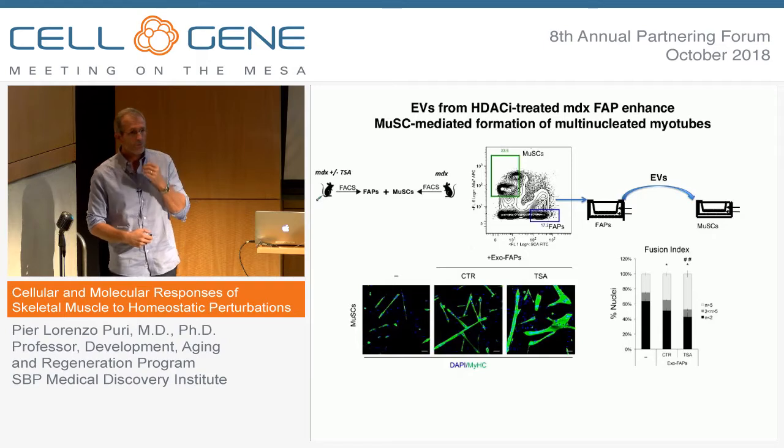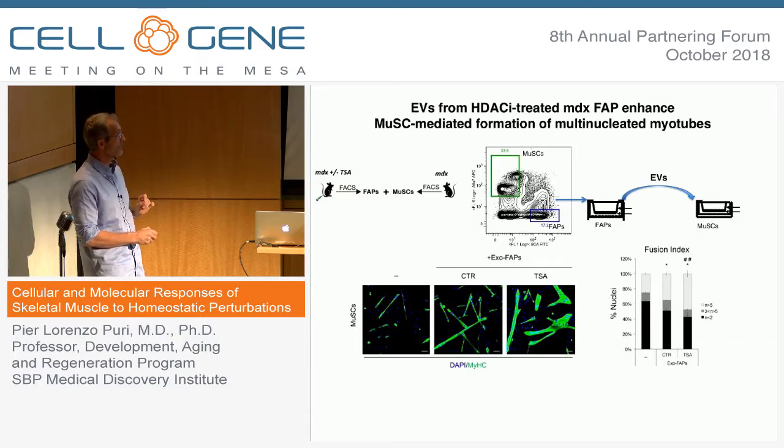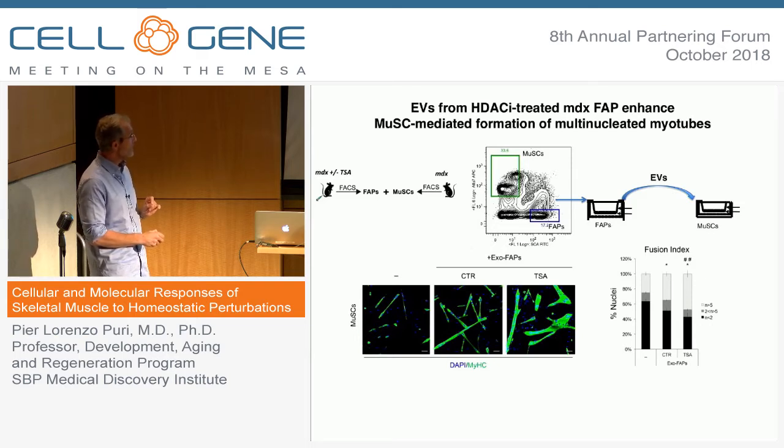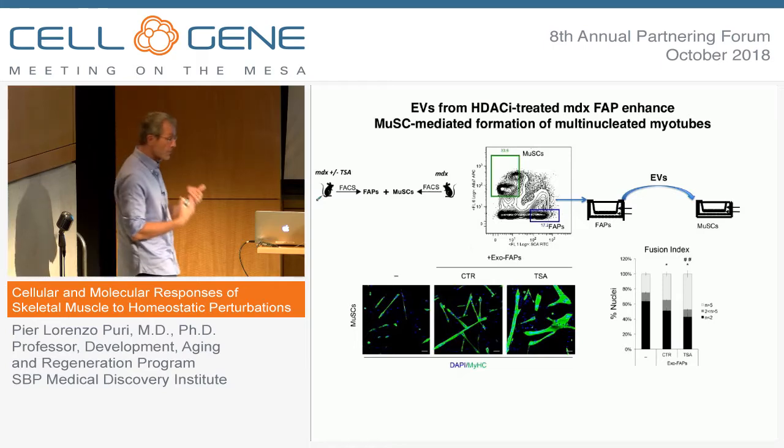So we started to further investigate this issue by using a very simple system. We treated the MDX mice with trichostatin A, an HDAC inhibitor. We isolated FAPs that had been exposed to HDAC inhibitors in vivo, and we co-cultured with satellite cells that come from the same mice that were not exposed to the HDAC inhibitors. Actually, forget about it, it's not a co-culture. We isolated the extracellular vesicles from the supernatant of the FAPs, and we transferred them to the satellite cells. And as you can see, upon stimulation with TSA, there was a much better effect of extracellular vesicles on skeletal muscle stem cells, indicating that HDAC inhibitors somehow promote the formation of promyogenic extracellular vesicles.